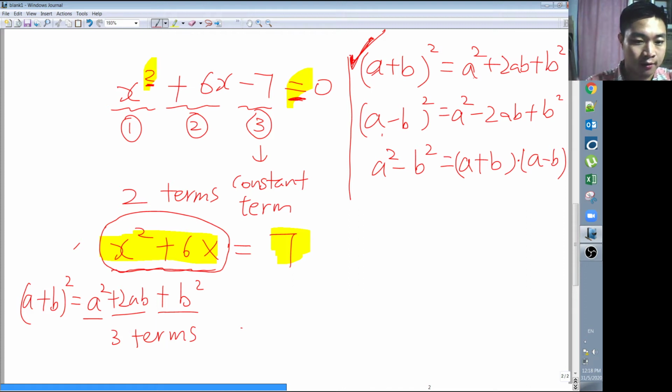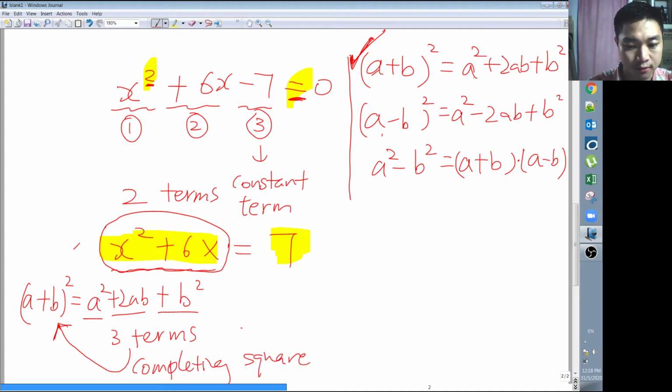So for this, you should realize one term is missing, because you need three terms to complete square. To complete square means you need to get these three terms into this format. That's the meaning of completing square. To complete square, you need to convert these three terms into this format.